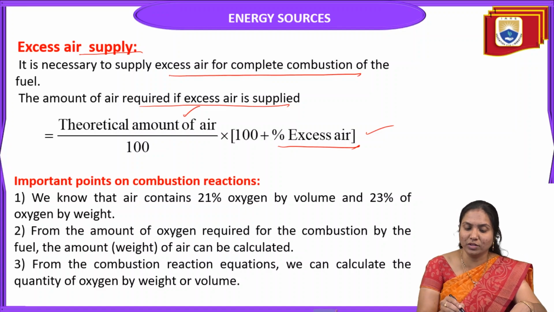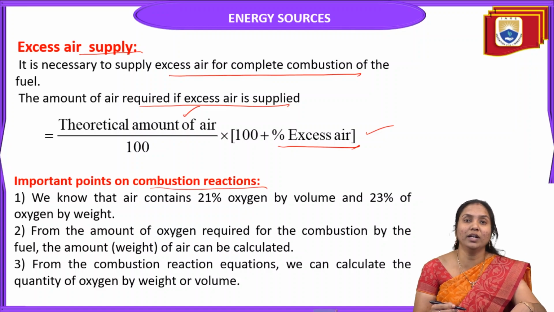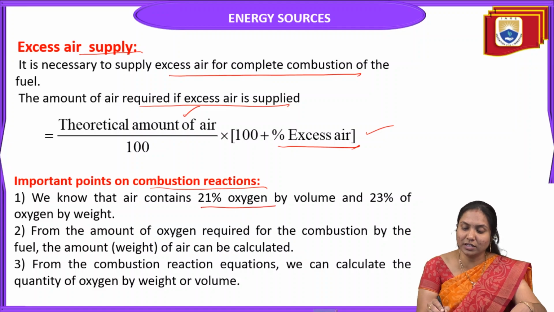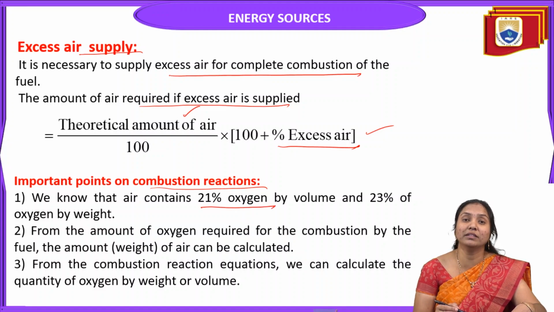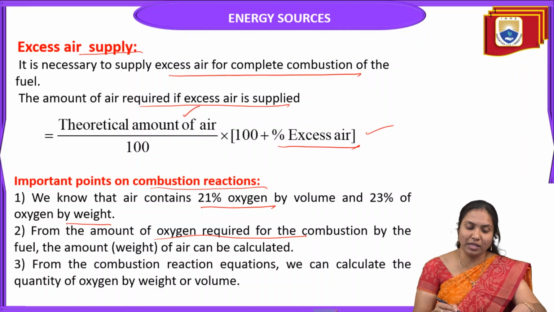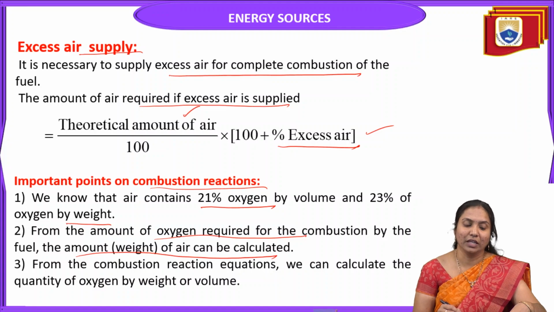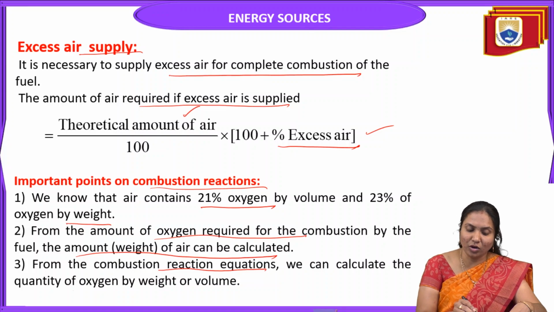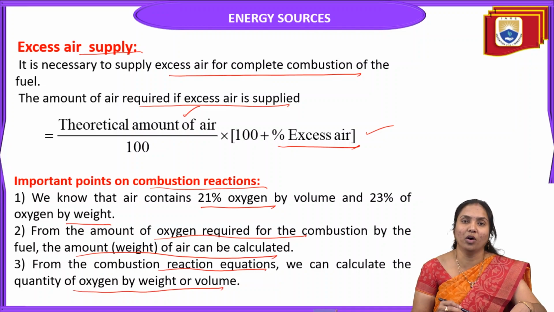And most important points, combustion reactions, already we know that. Air contains 21% of oxygen by volume and 23% of oxygen by weight. So from the amount of oxygen required for the combustion of the fuel, the amount of air can be calculated. And from the combustion reaction equations, we can calculate the quantity of oxygen by weight or volume.